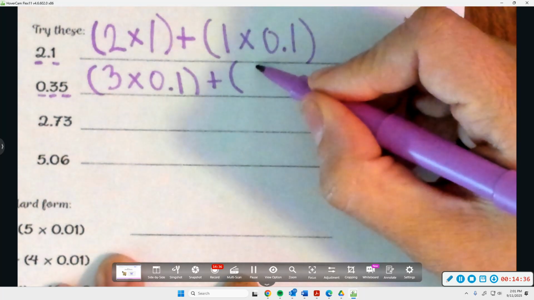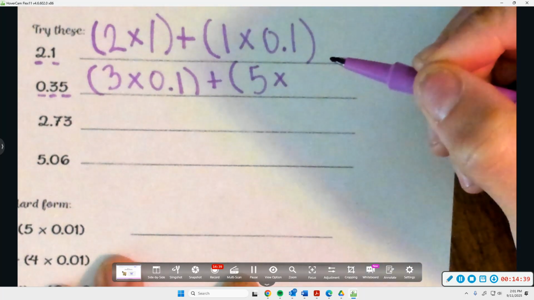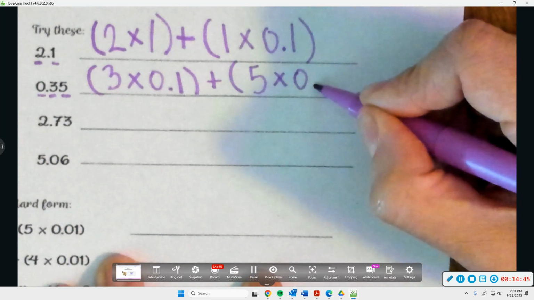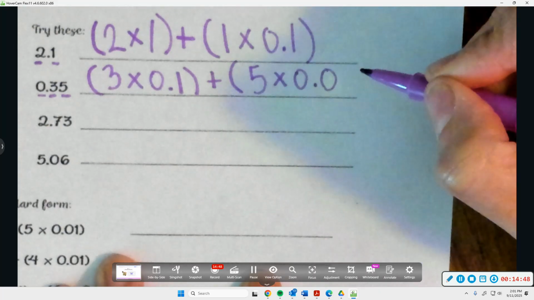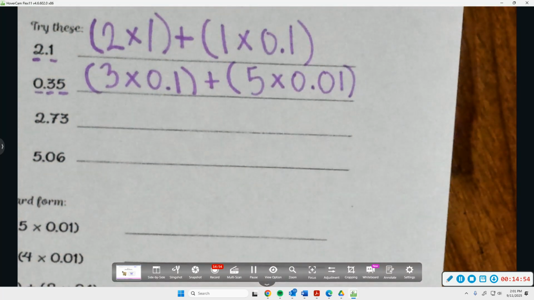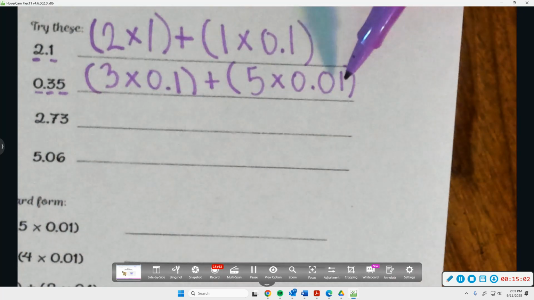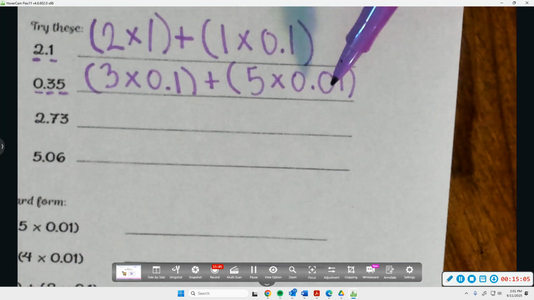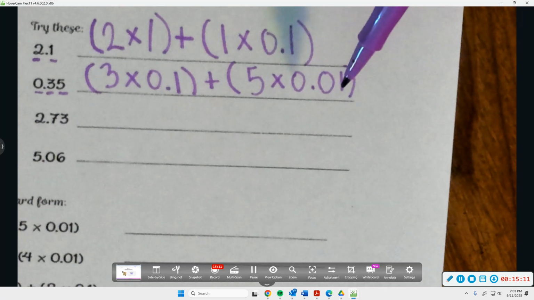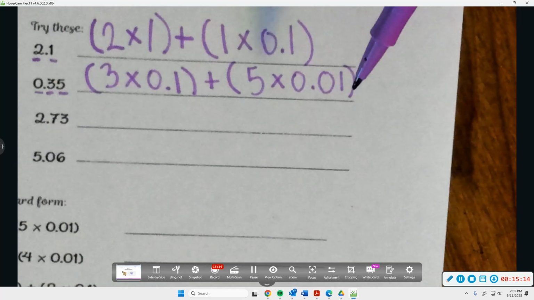Now let's look at the next one. What's my next digit? 5. But what's the place? 0.0. The hundredths. So I'm going to put 0.01 because I'm talking about the hundredths place. That's the part that sometimes gets confusing because if I had put this 1 where the 0 is, I'm not calling that 5/100. I'm calling that 5/10. So you've got to make sure you're paying close attention to where your decimal ends.